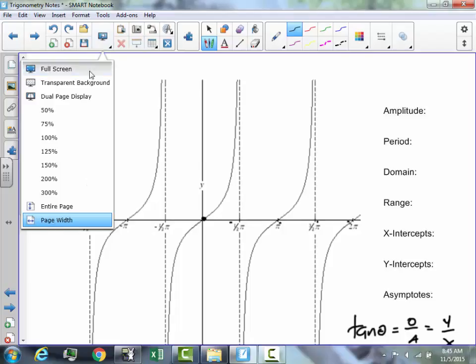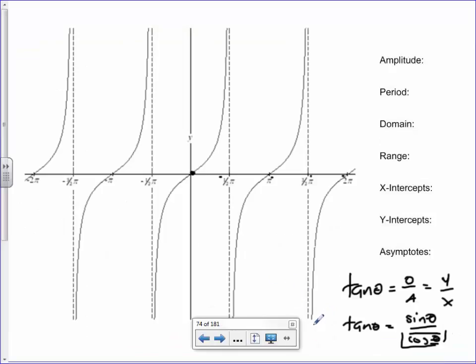What's the period of this graph? How long does it take this graph to repeat itself? How far is it from one point to the next point on the graph? Pi, yeah. A tan graph has a period of pi.